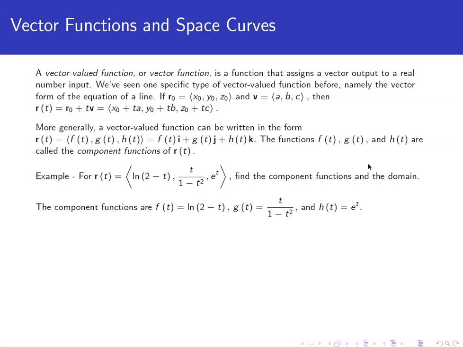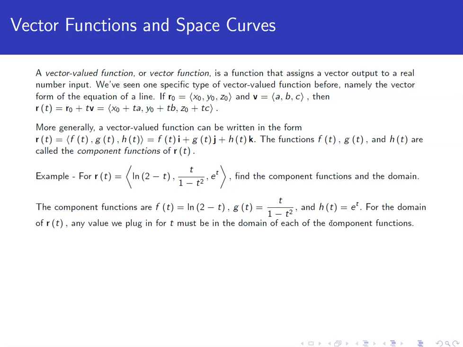So our component functions are f of t equals natural log of 2 minus t. That's the x component, if you will. Our y component function is t over 1 minus t squared, and our z component function is e to the t. Given that we wrote it as f, g, h before, we're using that same notation here, with f referring to the x component, g referring to the y component, and h referring to the z component function.